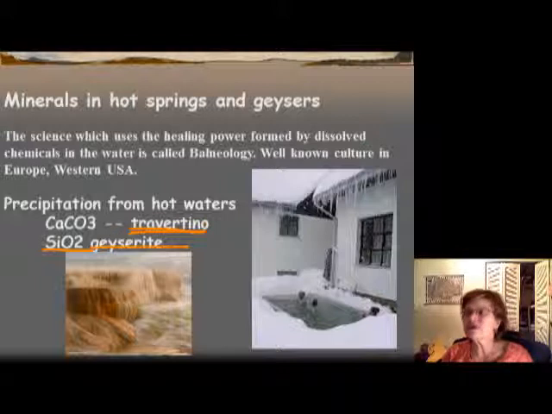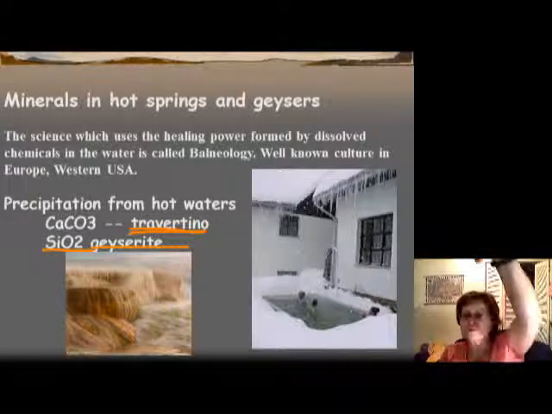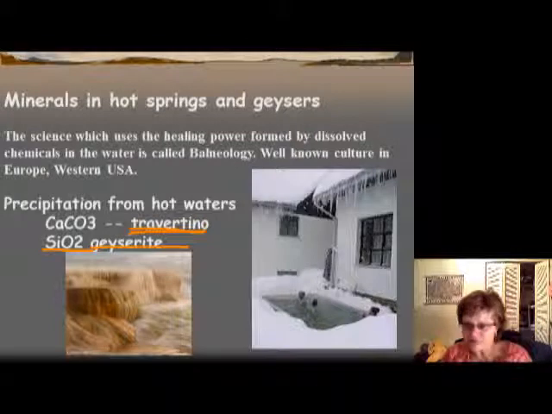If you go to Yellowstone, most geysers will have geyserite around them, and the SiO2 makes the water an amazing, beautiful blue. And if you go north to Mammoth Spring, those are travertine deposits, because the water comes through limestone, so it dissolves a lot of calcium carbonate and makes travertine.